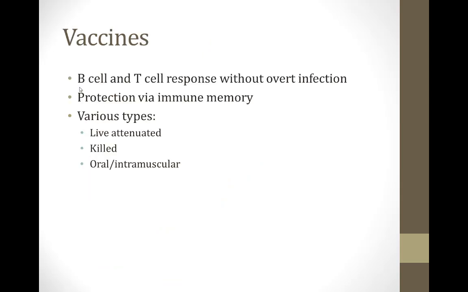So vaccines are designed to elicit a B cell and T cell response without an infection, and they provide protection via immune memory. And there are several different types that you need to know about. There are live attenuated pathogens, killed pathogens, and then oral and intramuscular pathogens.